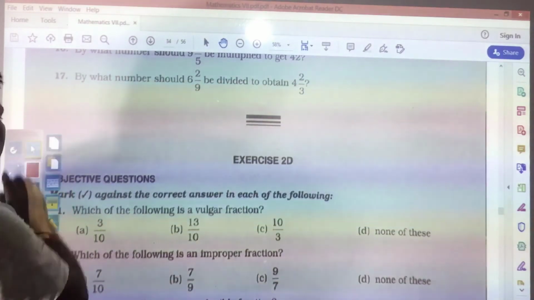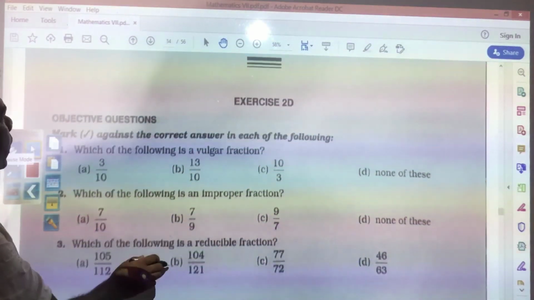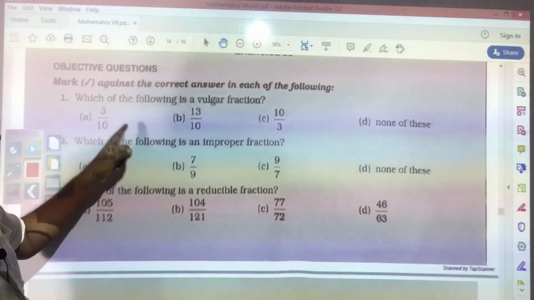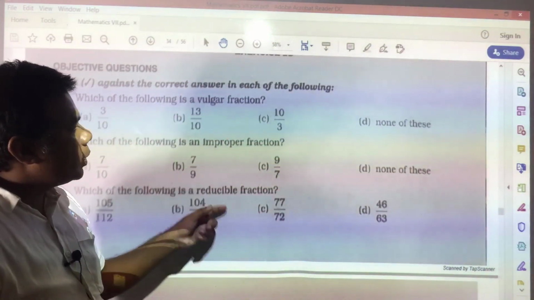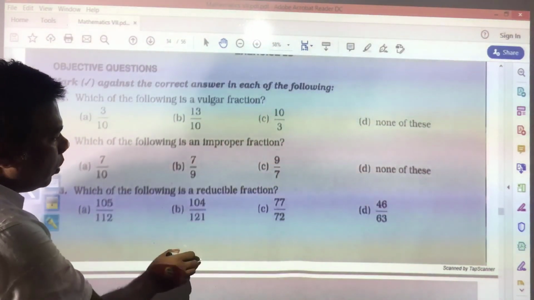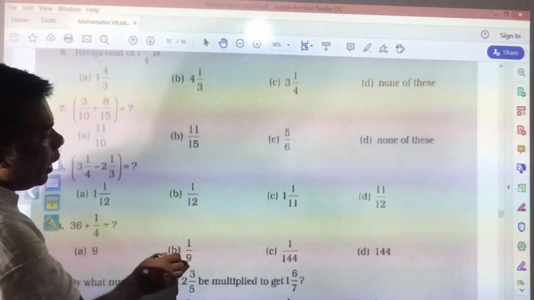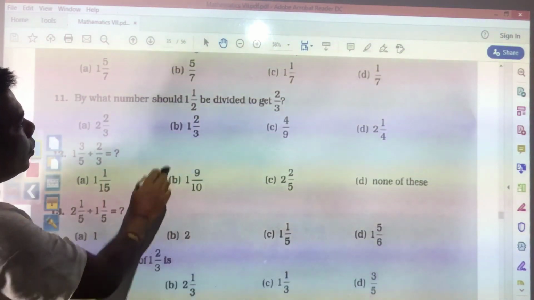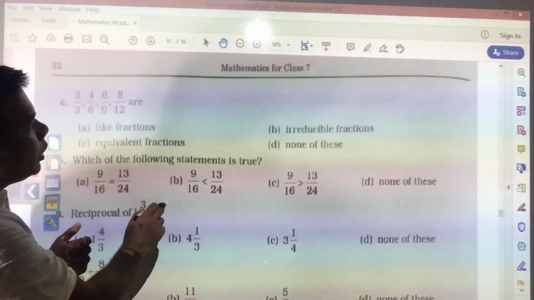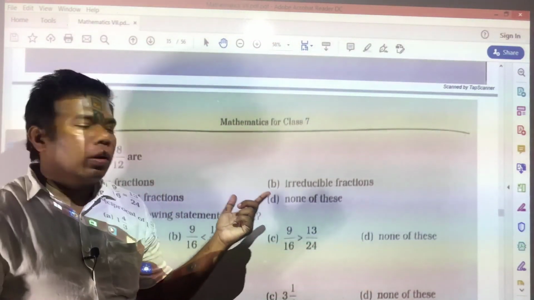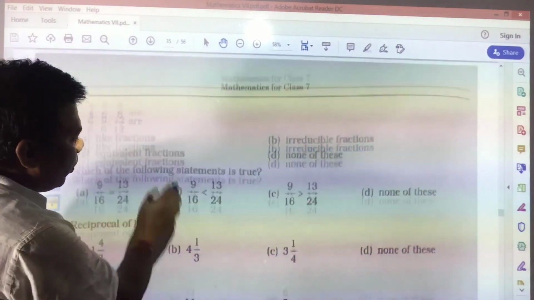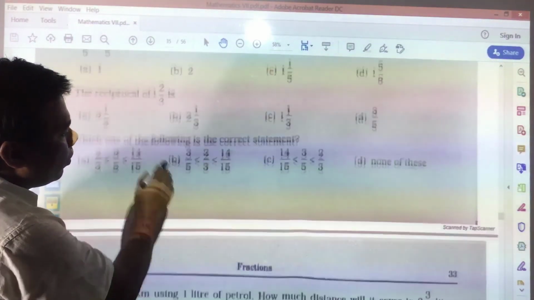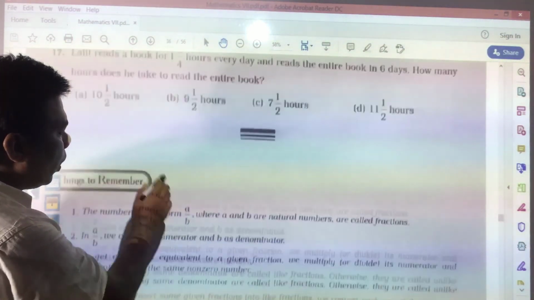And after this you have exercise 2D, objective questions are there. These are very easy questions from whole exercise, and these all has been done. So, I do not think any difficulty you will be having. So, exercise 2C and 2D you will be having as your homework. So, these all the questions you must solve by yourself.